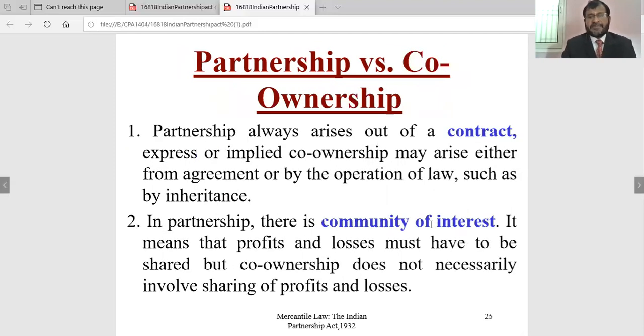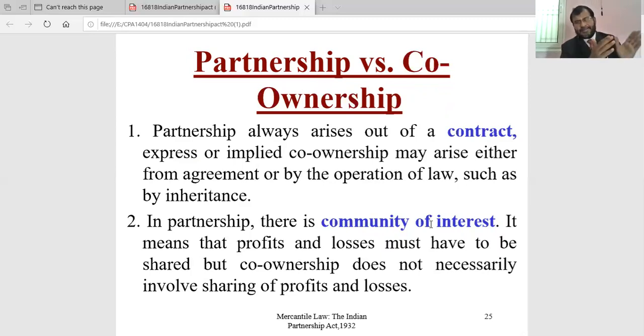We will compare partnership with co-ownership. We will see what is the difference between a partnership and a co-ownership. Partnership always arises out of a contract, either express or implied, whether it is in writing or oral, whatever it is. Co-ownership may arise either from an agreement or by the operation of law, such as inheritance. Partnership is always a result of a contract. Very clear. But it may not always be so with co-ownership.